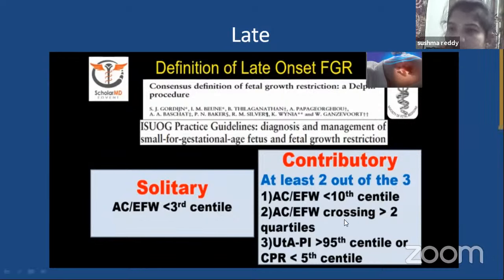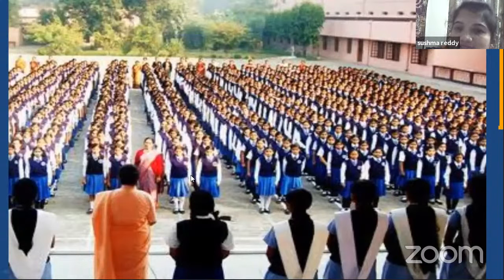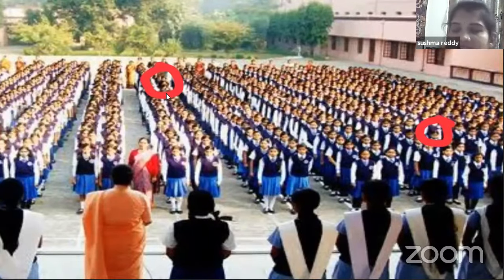For example, students are standing in a line from 5th grade to 10th grade, and these students have more weight, whereas these students have less weight. I mean, the students are actually standing according to height, but if a student standing here in 5th class has come down to here and has crossed 50 percentiles, that means some nutritional deficiency has happened. Because of that she has moved from the 80th to the 30th percentile.